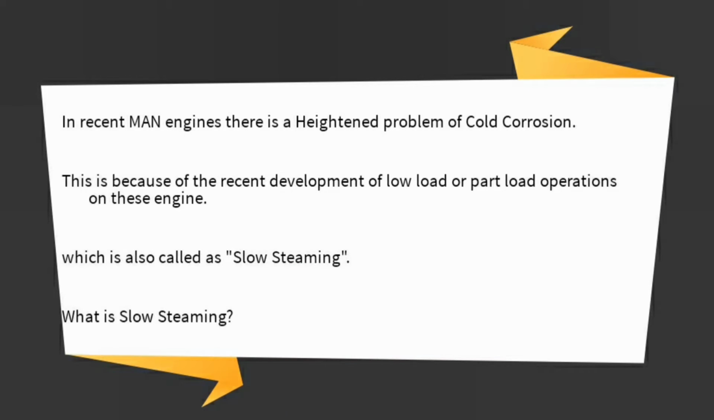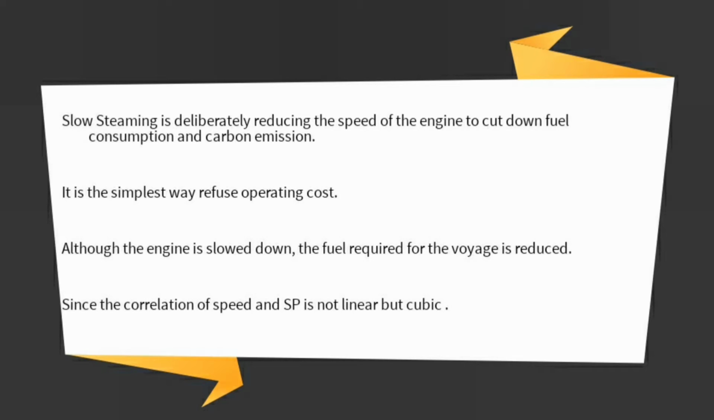In recent MAN engines, there is a heightened problem of cold corrosion. This is because of the recent development of low load or part load operation on these engines, which is also called slow steaming. We all know what slow steaming is. Either way, slow steaming is deliberately reducing the speed of the engine to cut down the fuel consumption and carbon emission. It is the simplest way to reduce operational cost. Although the engine is slowed down, the fuel required for the voyage is reduced, since the correlation of speed and shaft power is not linear but cubic.